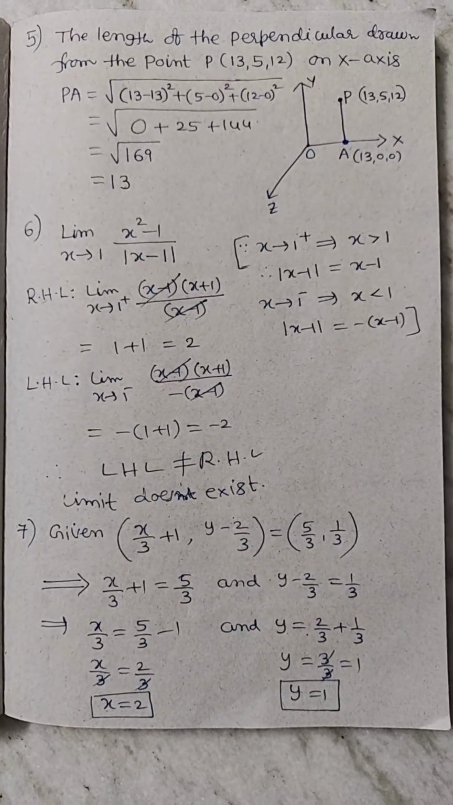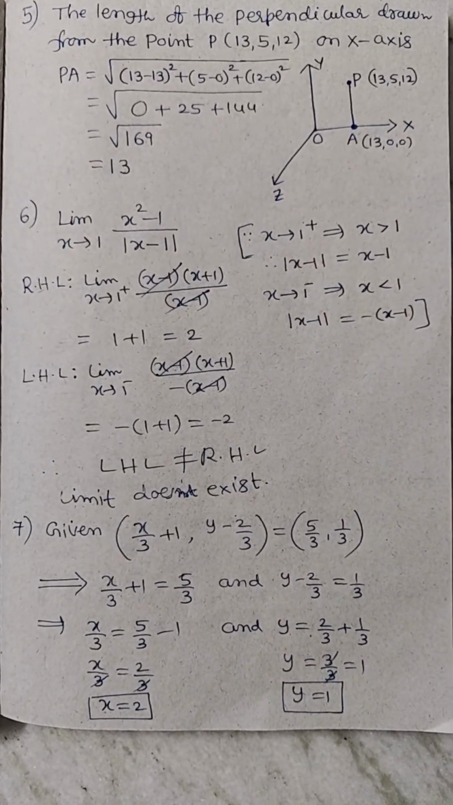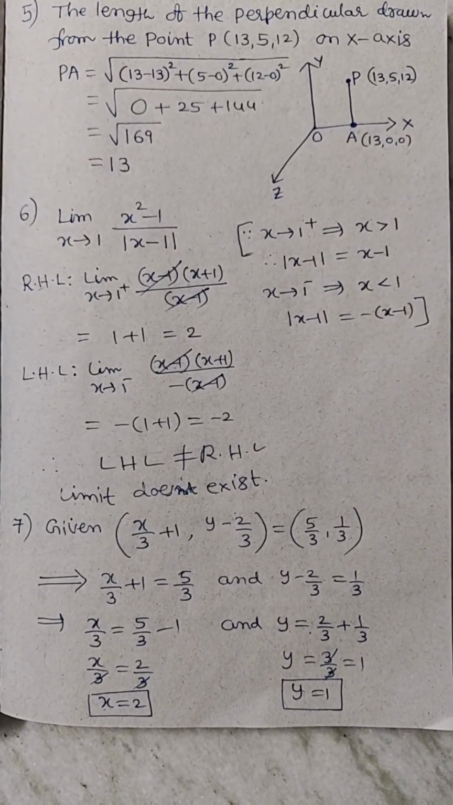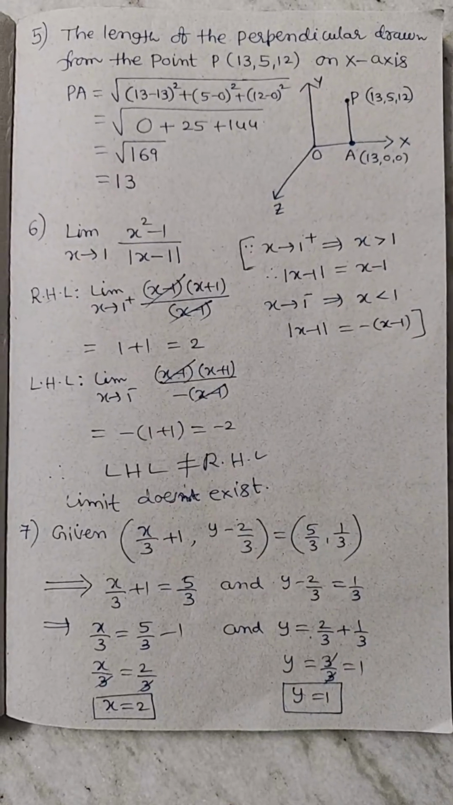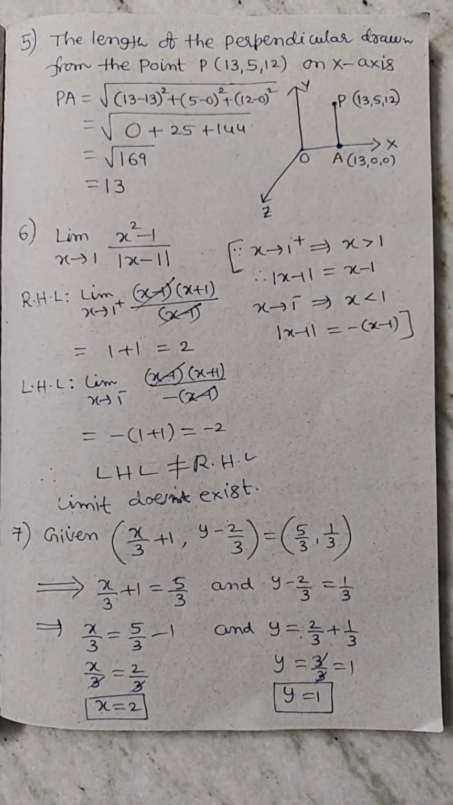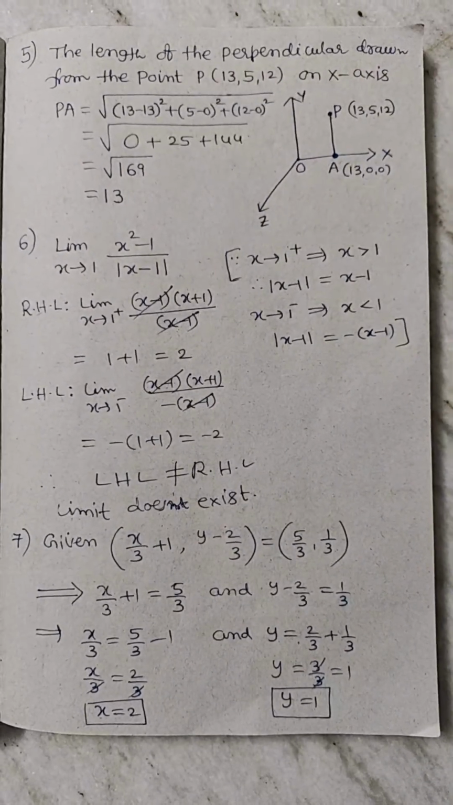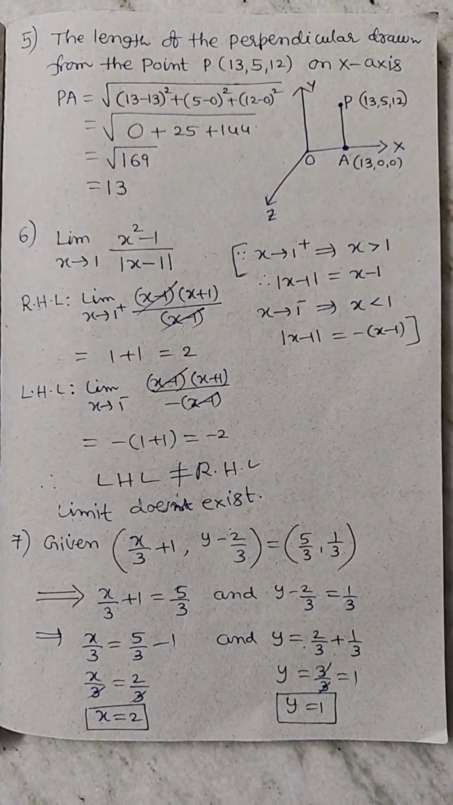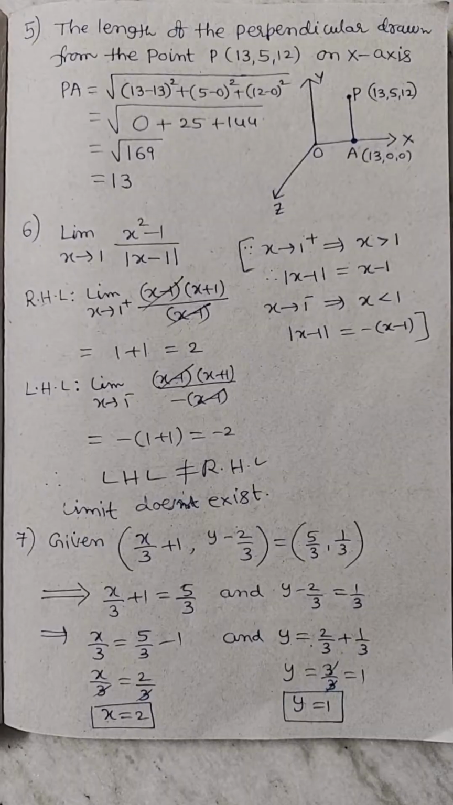Limit x tends to 1 plus, x square minus 1 can be written as (x minus 1) into (x plus 1) divided by mod x minus 1, which can be written as, when x is tending to 1 plus, x minus 1 only, no? So x minus 1 get cancelled. So remaining limit x tends to 1 plus of x plus 1. X is equal to 1, substitute, 1 plus 1 which is equal to 2.